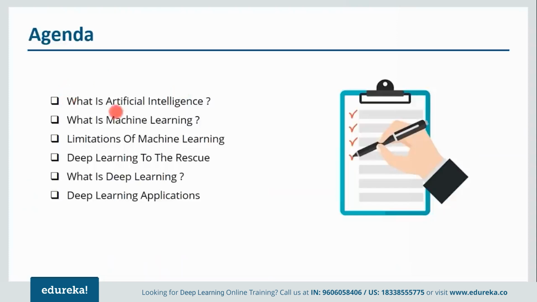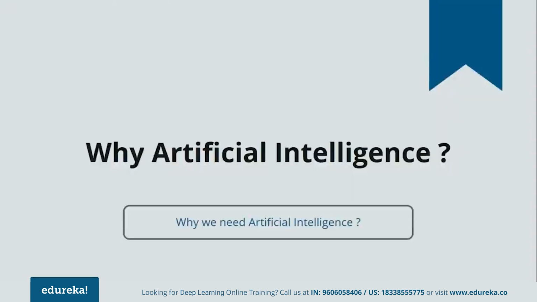First, we'll understand what is artificial intelligence and what exactly is machine learning. Then we'll look at various limitations of machine learning and how deep learning overcame those limitations. After that, we'll understand what exactly is deep learning, and we'll also look at various applications of deep learning. Let us move forward and understand artificial intelligence.